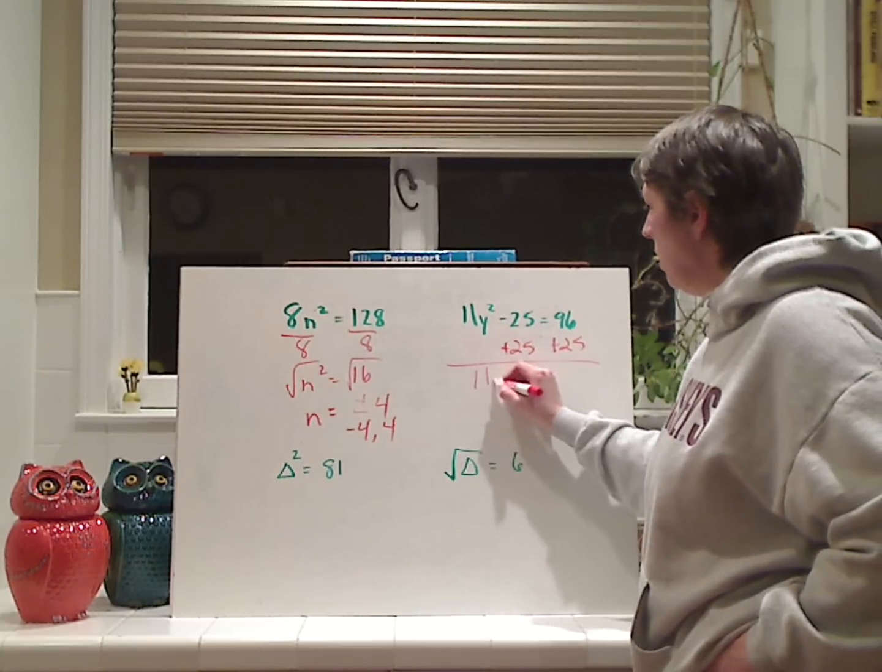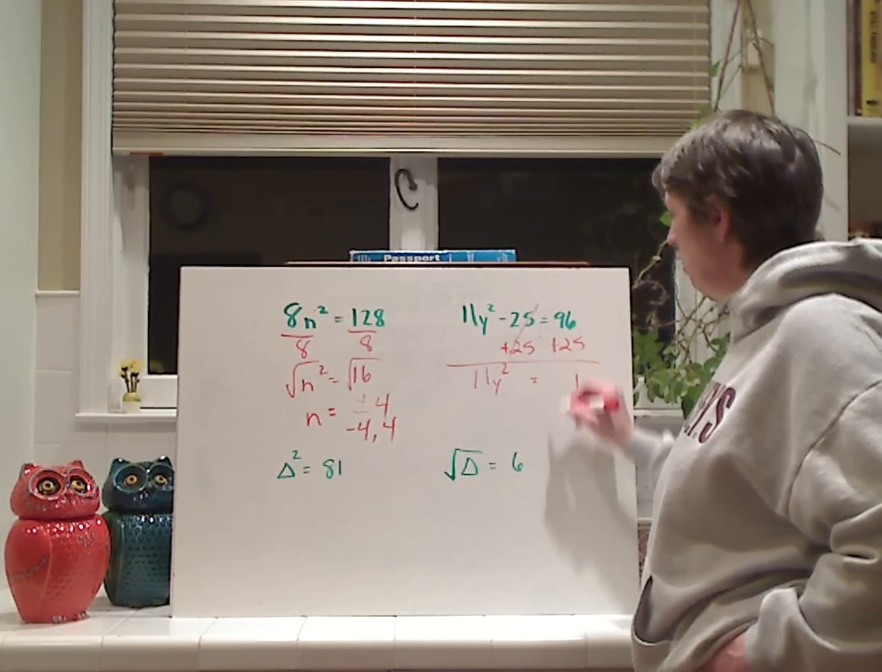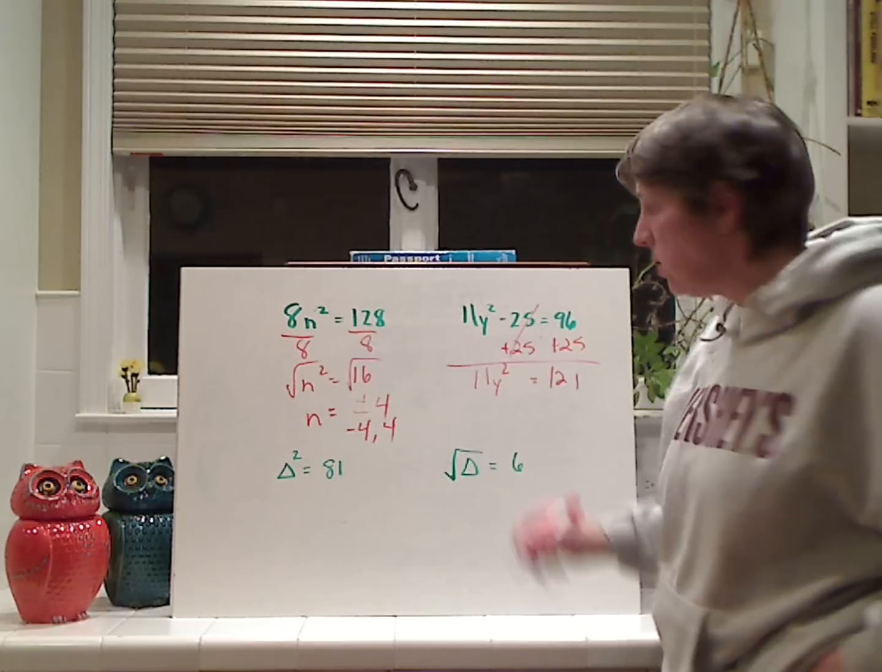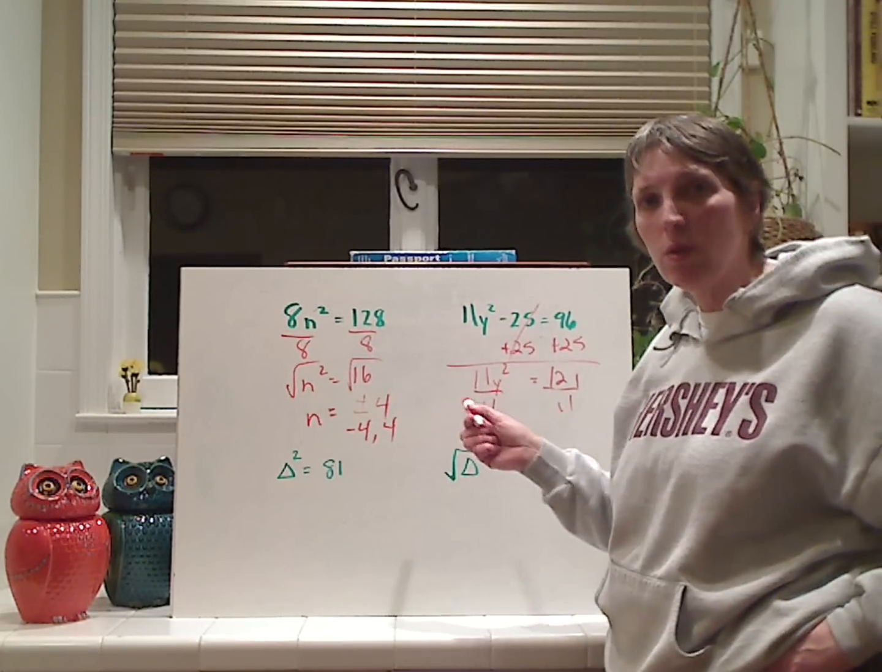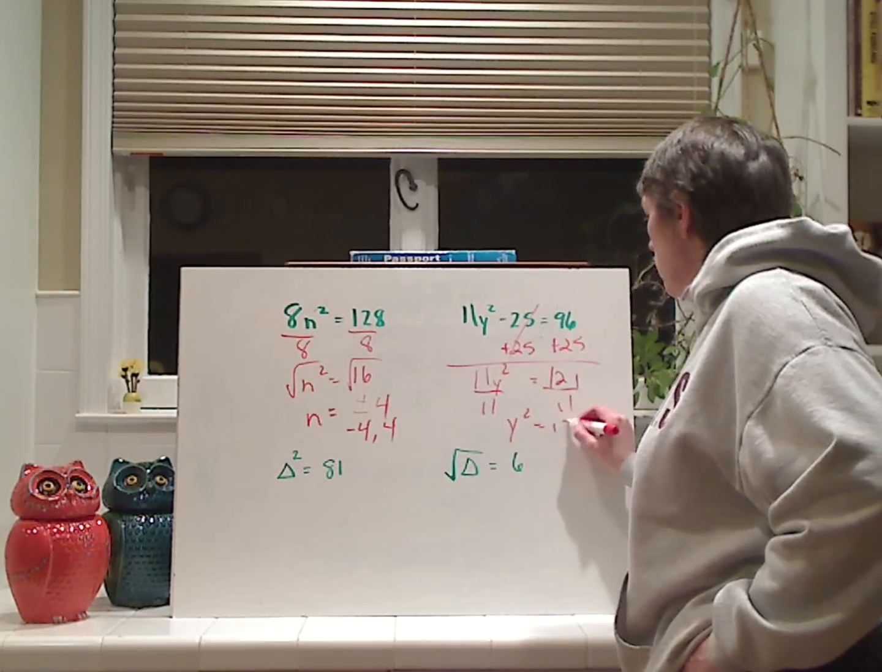We're going to bring down our 11y squared, cancel that out. 11, 121. We're going to divide both sides by 11. We do not take the square root until we have a coefficient of 1 with the y squared. So we get y squared equals 121.